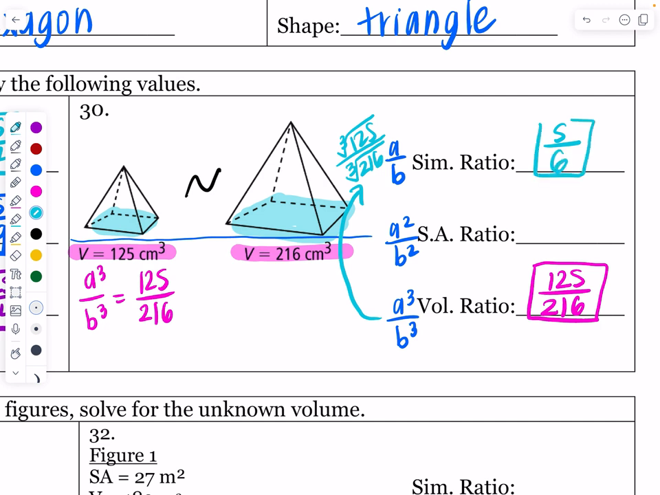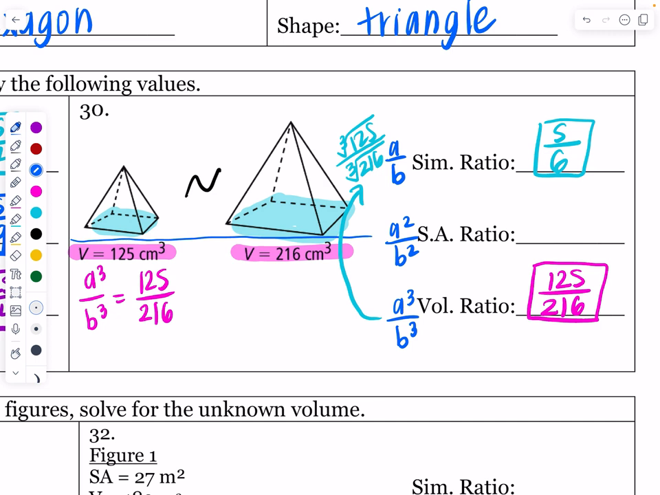So there's level 1 unlocked. My similarity ratio is 5 over 6. So that works with the perimeter and the side lengths. Its similarity ratio is 5 over 6. And so how does that help me find my surface area ratio? Because now I have A, it's 5. Now I have B, it's 6.